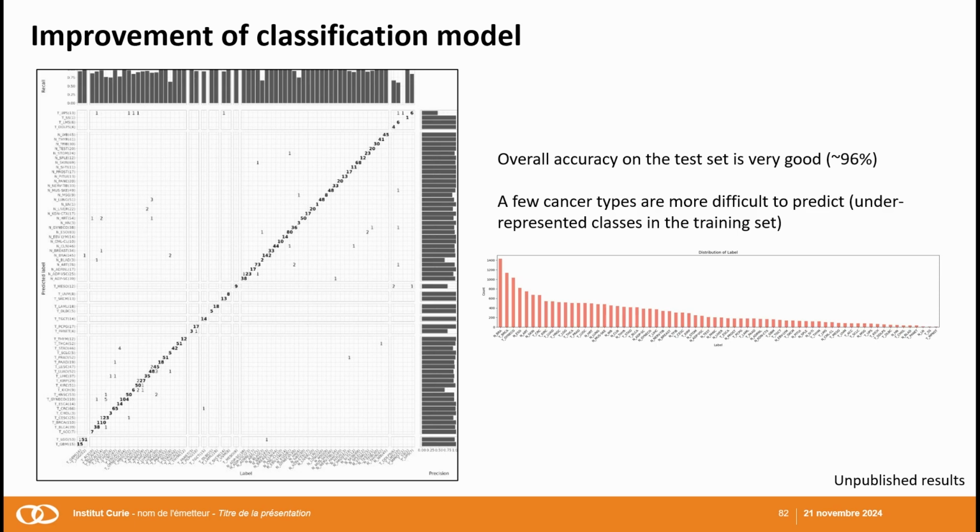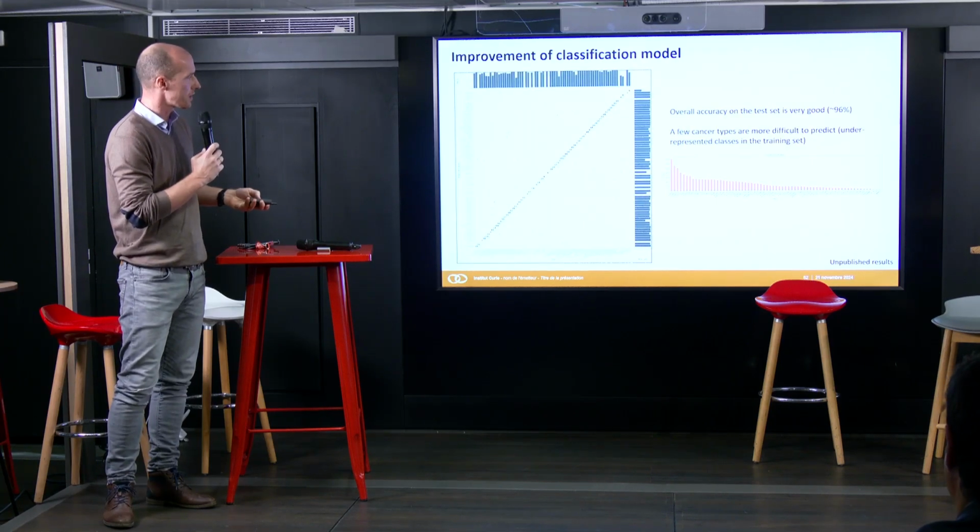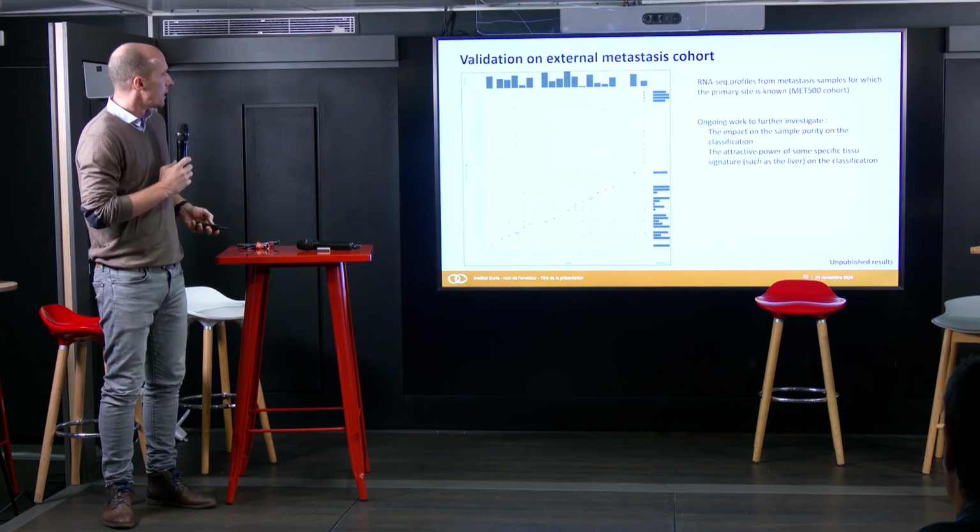Here you have the number of cases we have in the training set for some tumor types. You cannot see it here, but for instance, for breast cancer, we have a lot of patients, and the classifier is extremely good for that. For sarcoma, which is a very rare type of cancer, we have much fewer cases, and so the classifier starts to be less efficient for those cases.